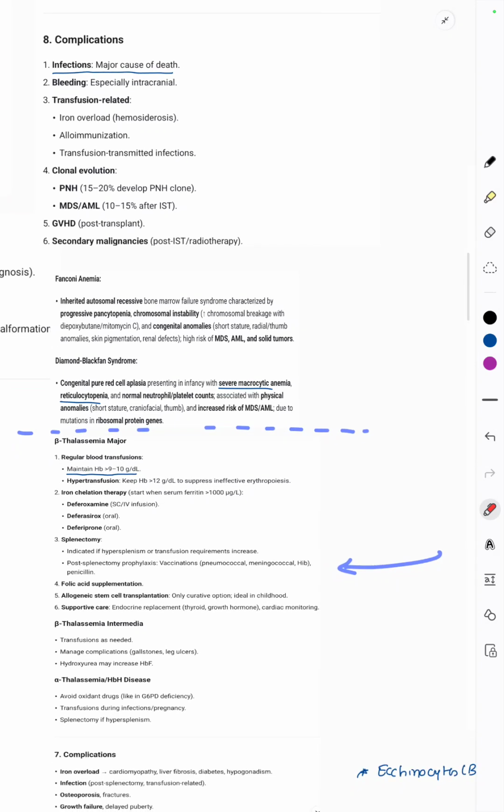Then Fanconi's anemia. Fanconi's anemia is an autosomal recessive condition, as I said, with progressive pancytopenia. It is caused because of chromosomal fragility, and congenital anomalies involving the radius and the thumb. There is a high risk of AML and MDS.